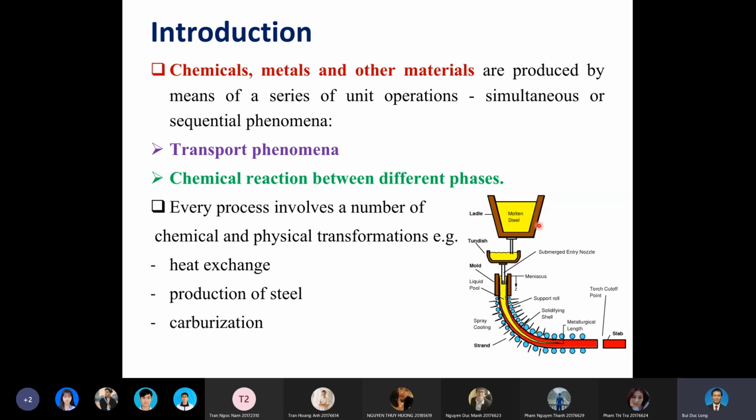This picture is one illustration of a process of casting a slab from molten steel. You need to pour it in a mold. The liquid or molten steel will become harder, and during that, the slab will be rolled. And of course during this process you have heat exchange.